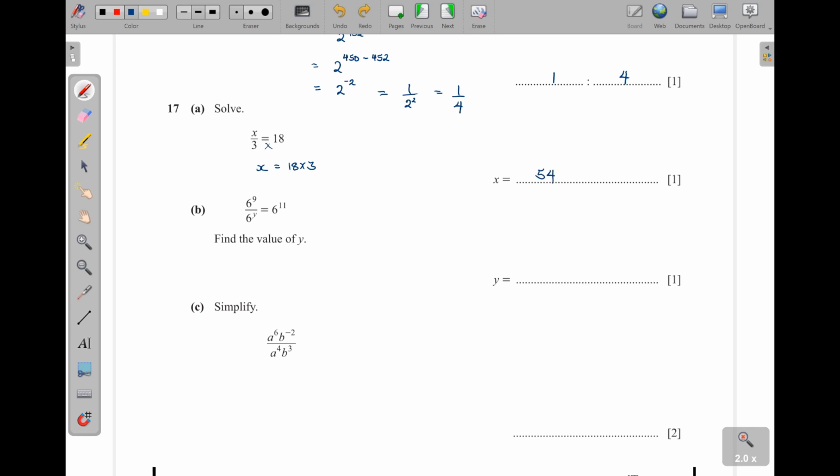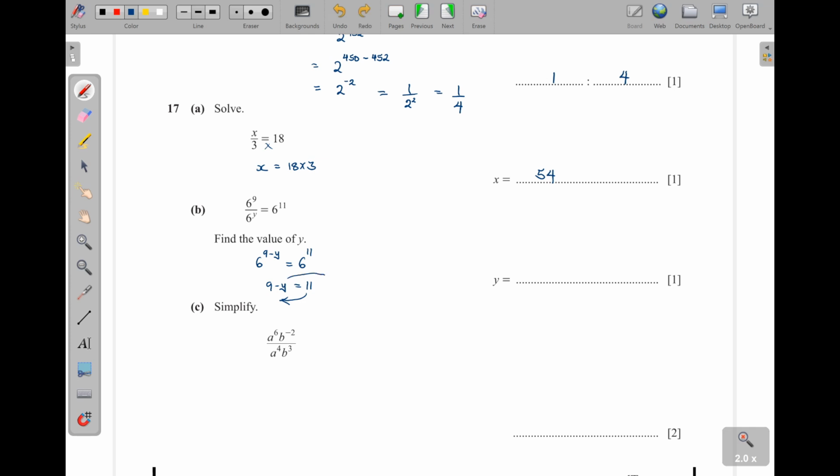Part B, we have 6 power 9 out of 6 power y, which is equal to 6 power 11. So using rules of indices, this one is going to be 6 power 9 minus y, which is equal to 6 power 11. So since the bases are the same, then even the powers have to be the same. So 9 minus y is equal to 11, meaning I'm supposed to make y the subject. So bring this 11 here, then take this one this side.